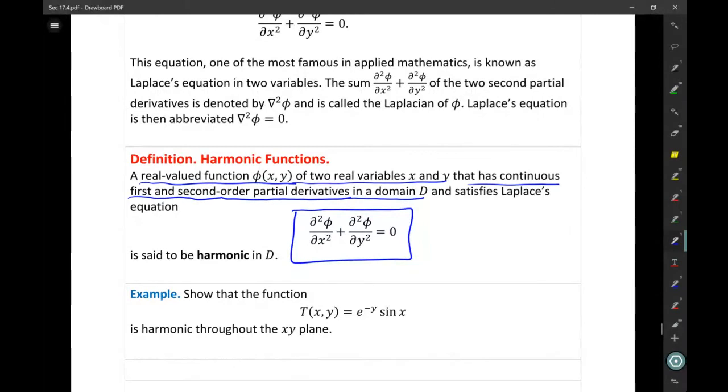I mean, a function of two variables x, y is called a harmonic function if the first and the second order partial derivatives of this function are all continuous on a specific domain D, and at the same time it satisfies this equation: d square phi by dx square plus d square phi by dy square, partially, equals 0.